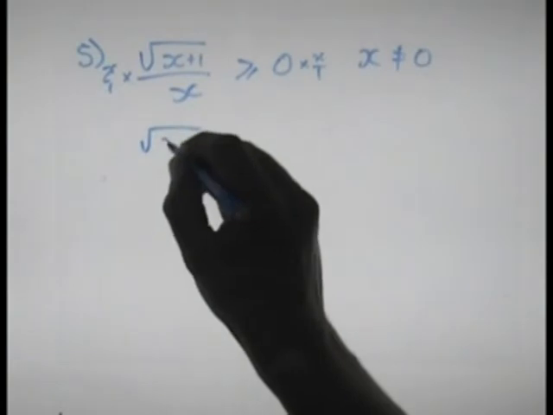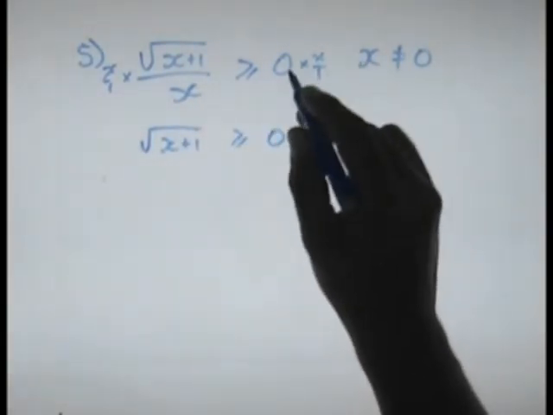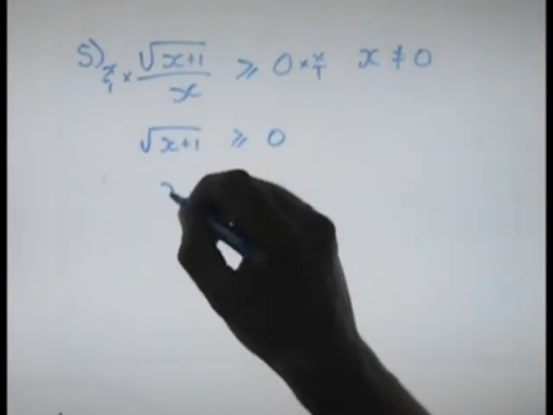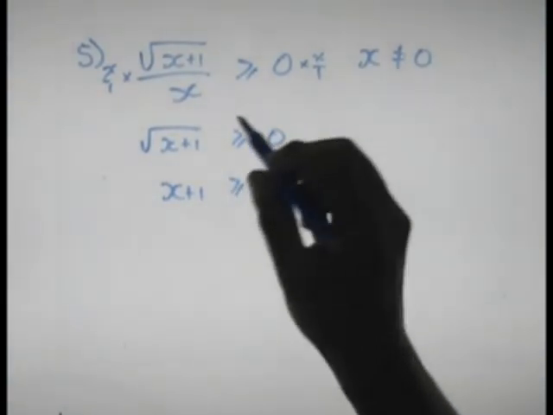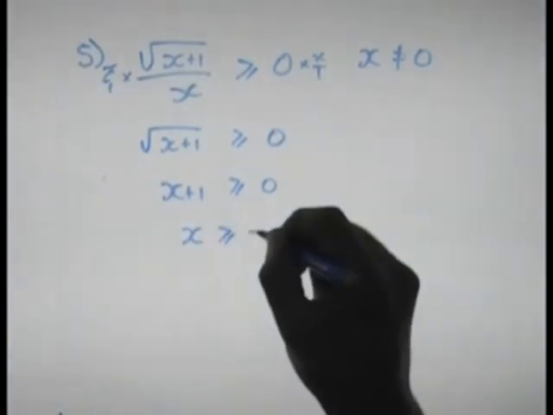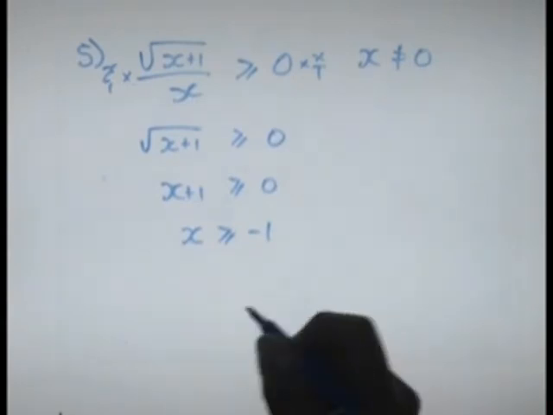That means that square root of x plus 1 is greater than or equal to 0 times x, which is 0. That means that x plus 1 is greater than or equal to 0 squared, which is just 0. X is greater than or equal to, take the 1 across, negative 1. And this is our answer.